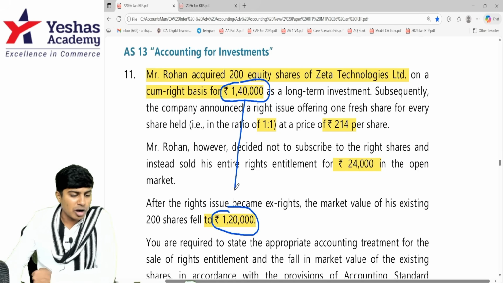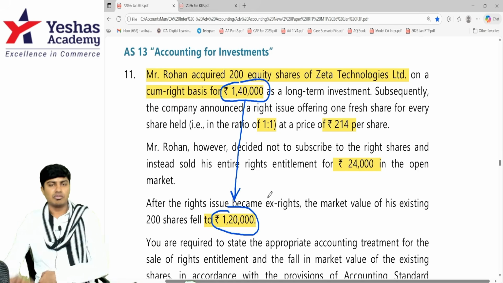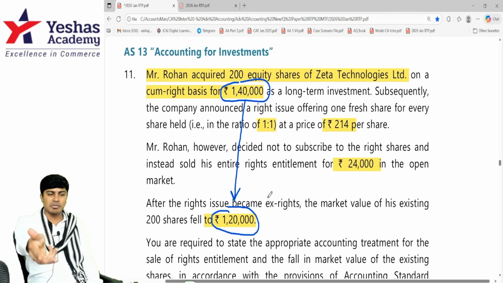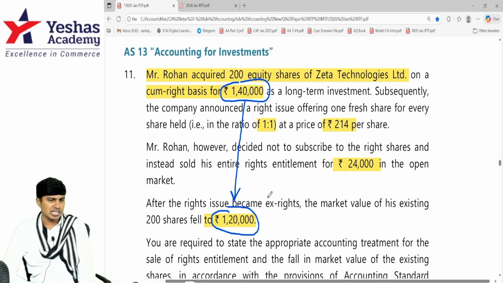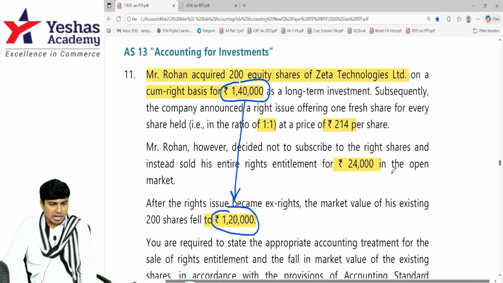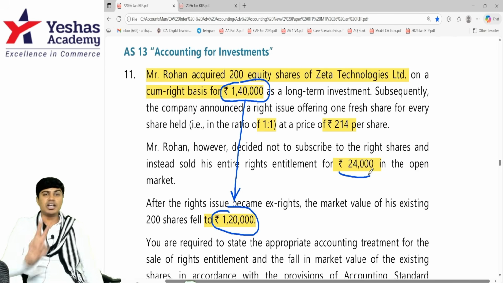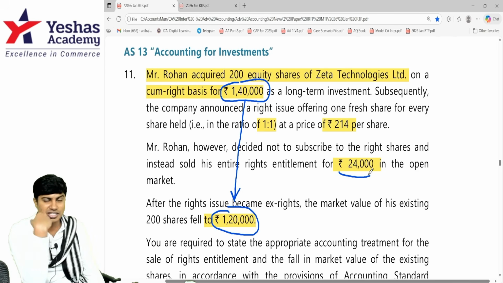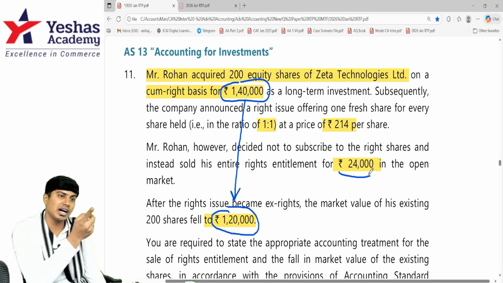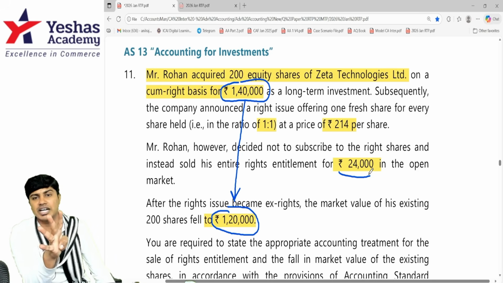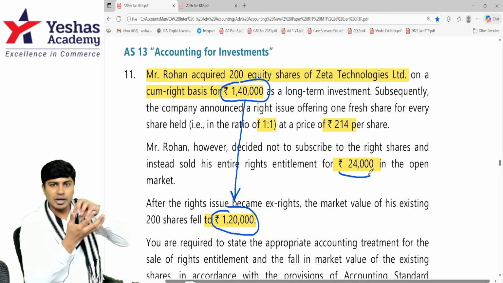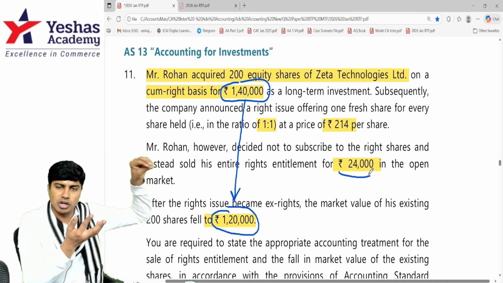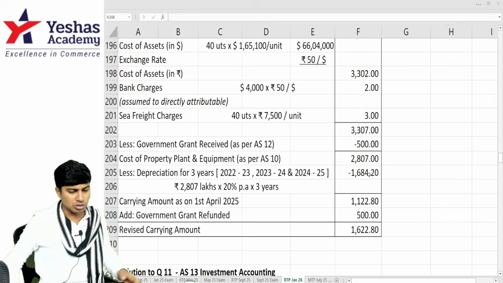120. Investments which are bought at 1,40,000 rupees, which is cost, is now valued, that is fair market value, at 1,20,000. When you value the investments at the end, you write cost or FMV, whichever is less. Cost 140, FMV 120, loss of 20 will be charged to P&L. That will be adjusted against this 24,000. 24,000 sale of right entitlements consideration what we got. The 20,000 will be adjusted against the cost. Only 4,000 will be charged to P&L as profit. 24,000 sale of rights value what I got. 20,000 will be used to reduce the cost of investments. 4,000 will be charged to P&L.